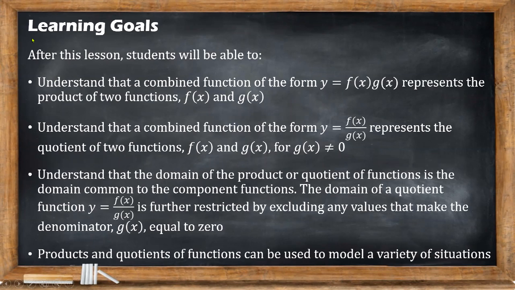First, let's have a look at the learning goals. After this lesson, you are expected to understand that a combined function of the form y equals f(x) multiplied by g(x) represents the product of two functions, f(x) and g(x). Understand that a combined function of the form y equals f(x) over g(x) represents the quotient of the two functions, f(x) and g(x), for g(x) not equal to zero.